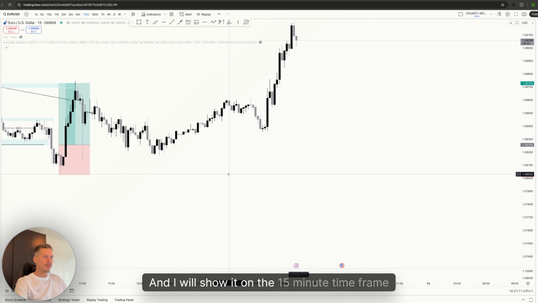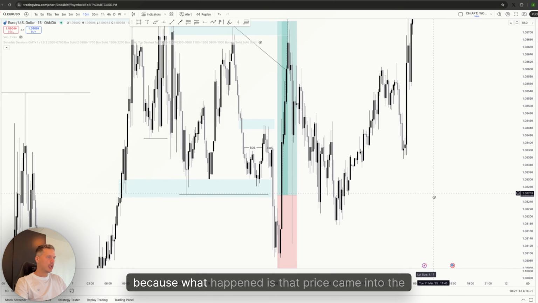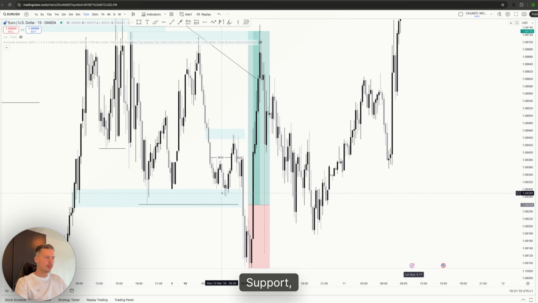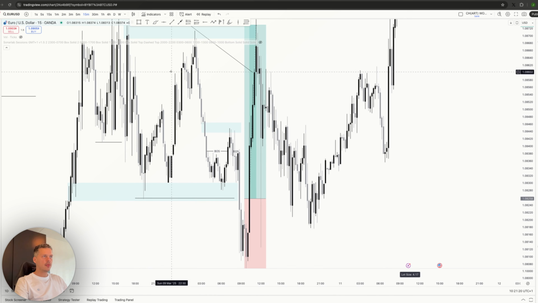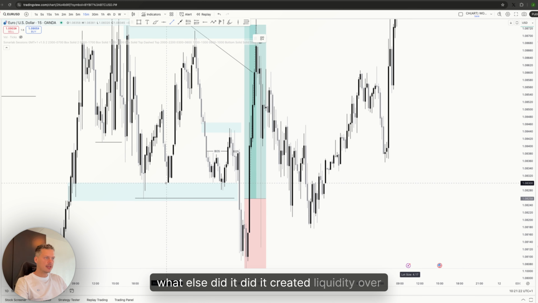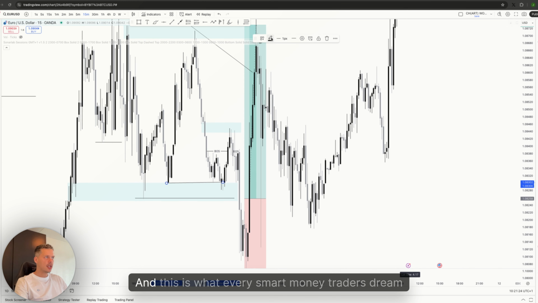And I will show it on the 15-minute time frame. Because what happened is that price came into the support, did a 15-minute bullish break of structure. And what else did it do? It created liquidity over here. And this is every smart money trader's dream.